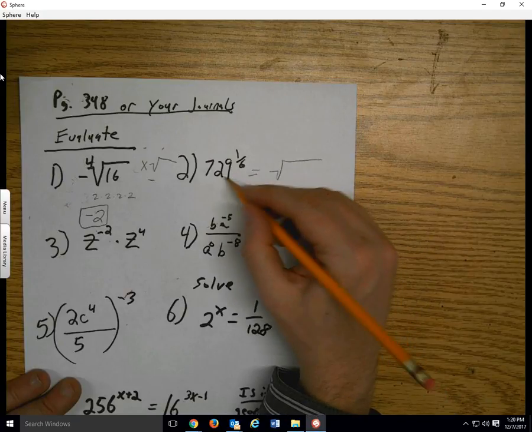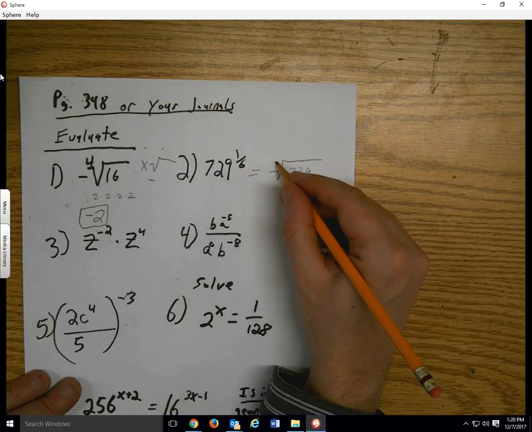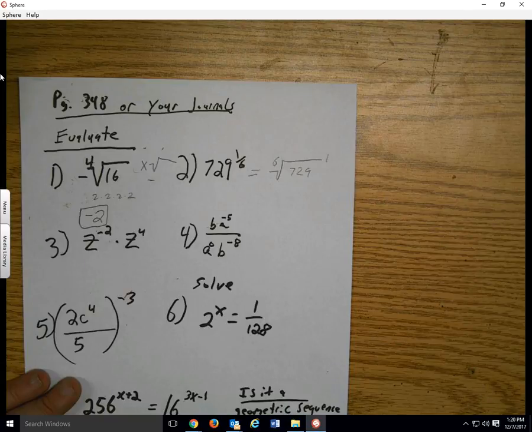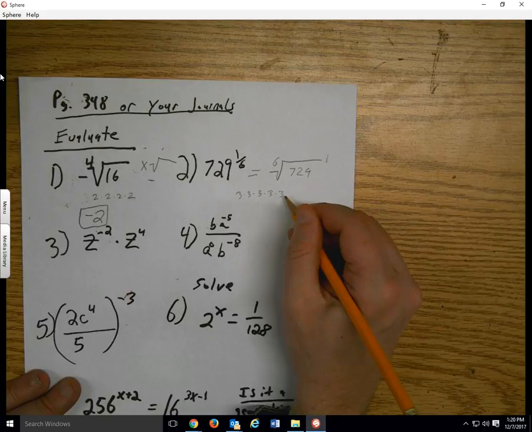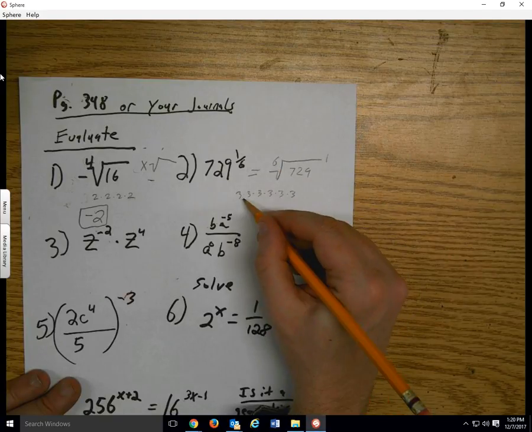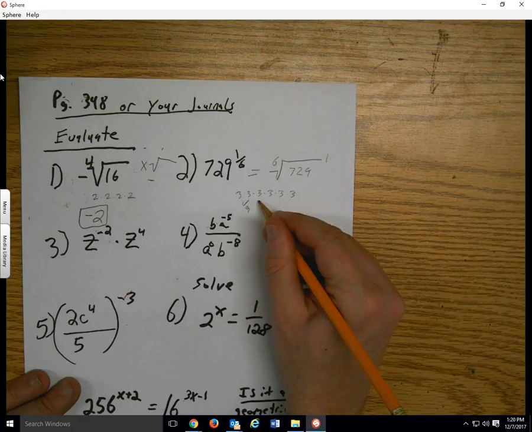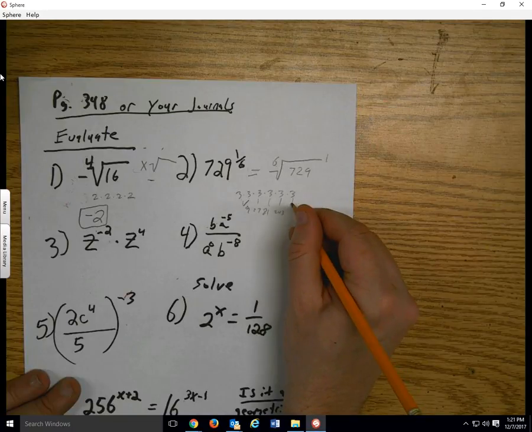So what goes inside the radicand is the 729. Which one of these go into the root? The 6. And which one goes to the power? The 1. So I think it's a 3. I think 3 times 3 times 3 times 3 times 3 times 3, should be 6 times, equals 729. 3 times 3 is 9, times 3 is 27, times 3 is 81, times 3 is 243, times 3 would be 729.